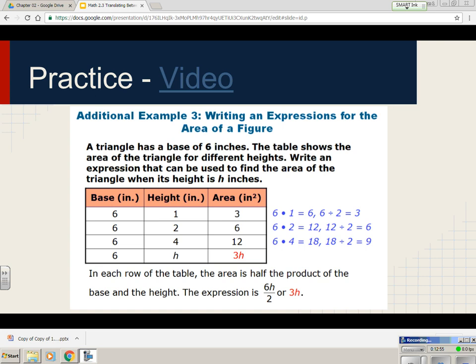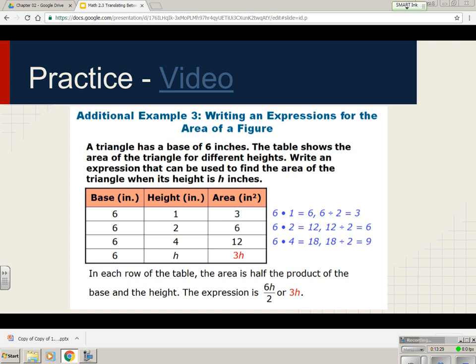So 6 times 1 is 6, divided by 2 is 3. 6 times 2 is 12, divided by 2 is 6, and so on. So you would find out that if your base was 6 and your height was h, all you would have to do is 6h divided by 2, or what's half of 6? That's 3. You know that you could just do 3 times the height. And that could give you any number. So you can use the same thing with formulas that you already kind of know. You don't have to write this down.